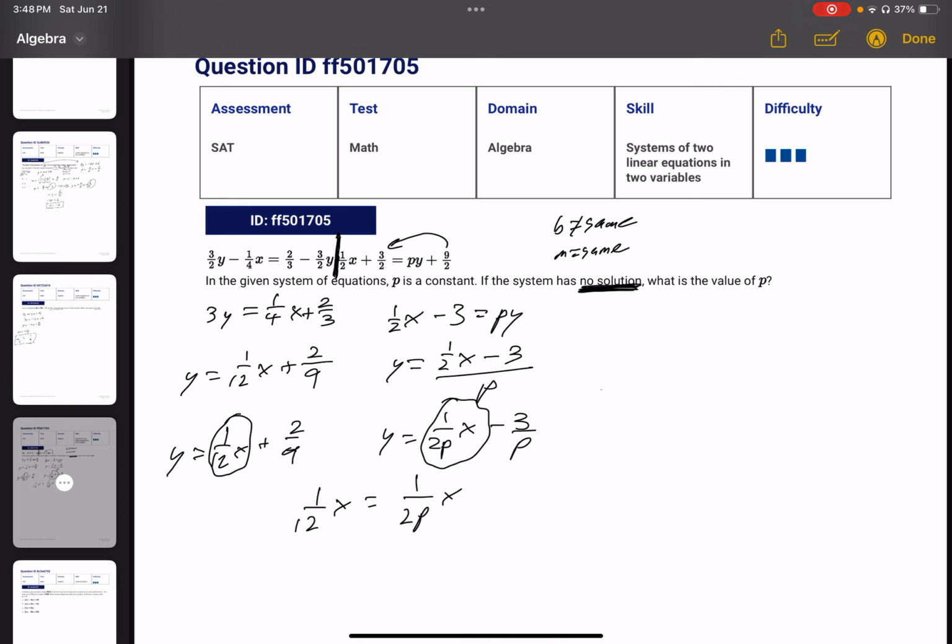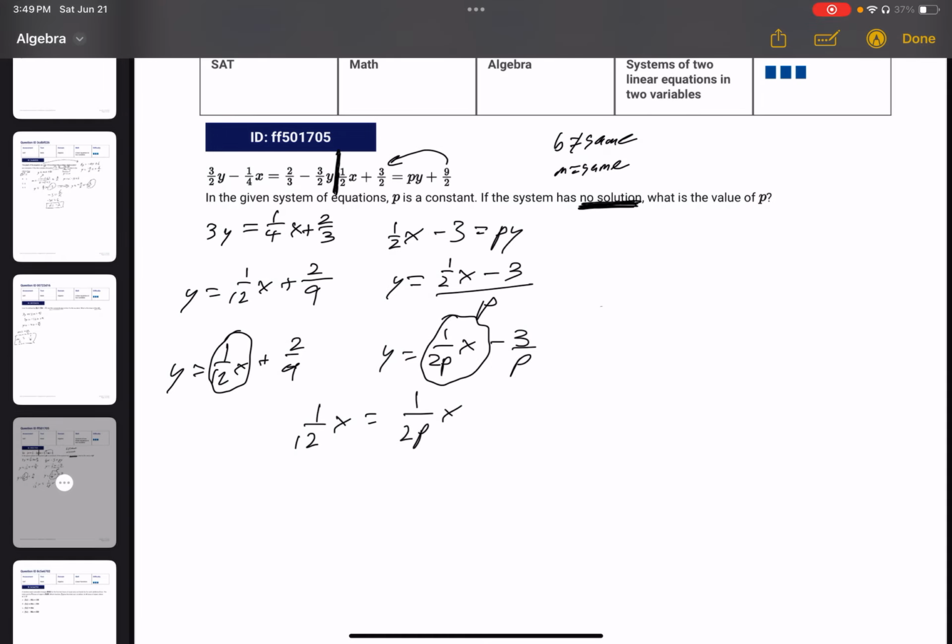And then, if you can't see this automatically, let me turn the brightness up. If you can't see this automatically, just know that this is the same, that's the same, this is the same, that's the same. We need 12 is equal to 2p if we just look at the denominator. So p is going to be equal to 6, since 2 times 6 is equal to 12. But if you can't see that, we can solve it simply like this.